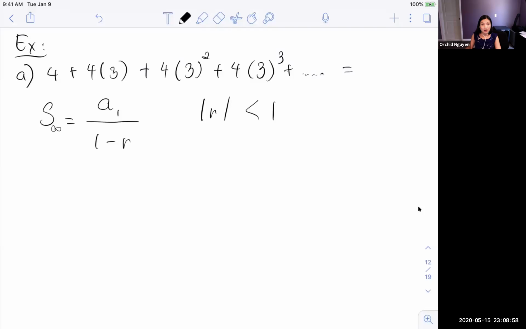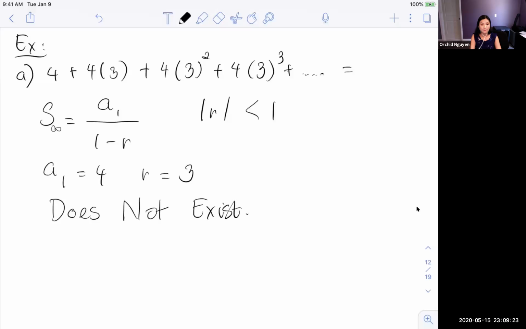So if I look at the first problem right there, what is A1? A1 is 4. What is r? r is 3. You see right there? So r is bigger than 1, so you cannot proceed. So the sum does not exist. You can stop the problem right there.